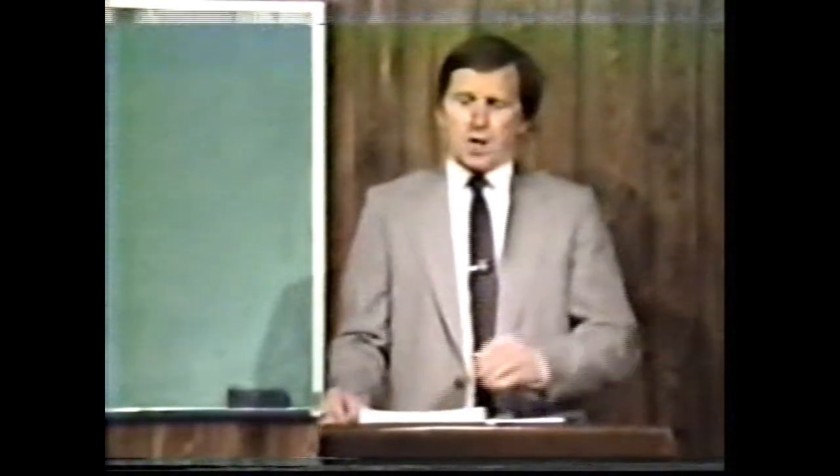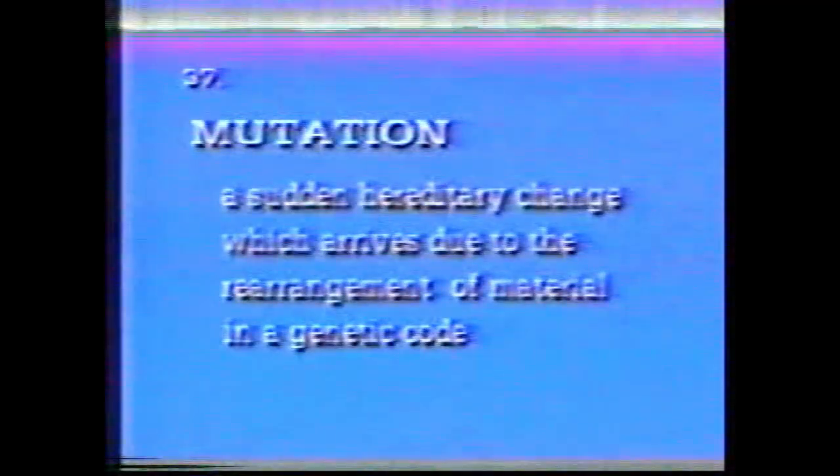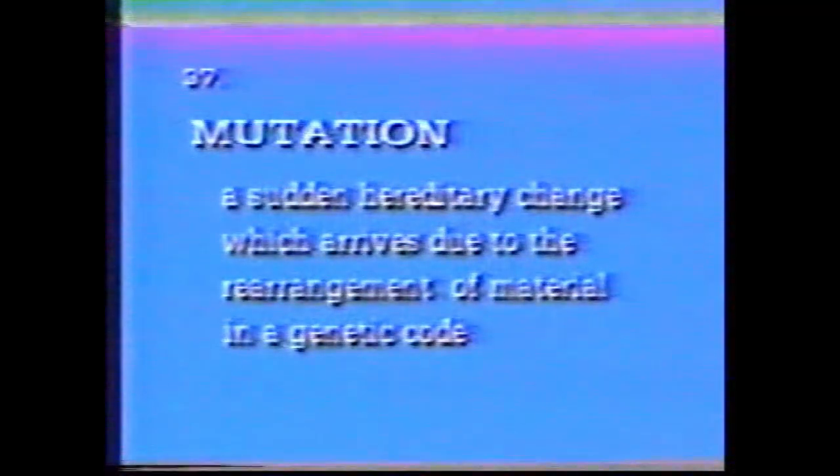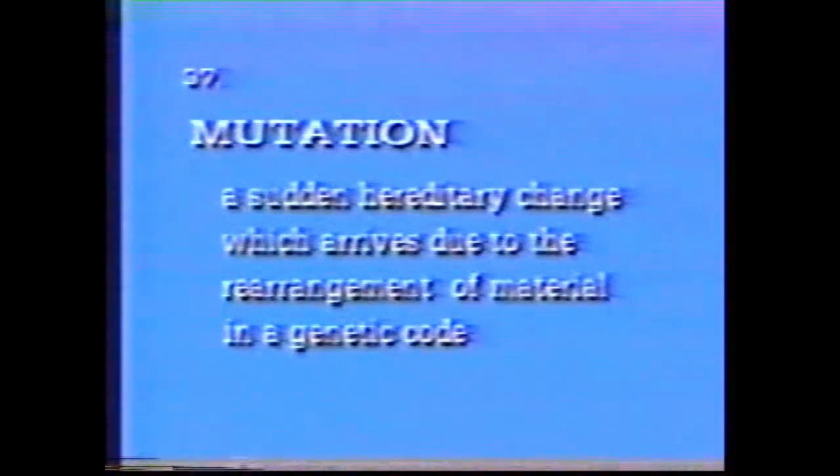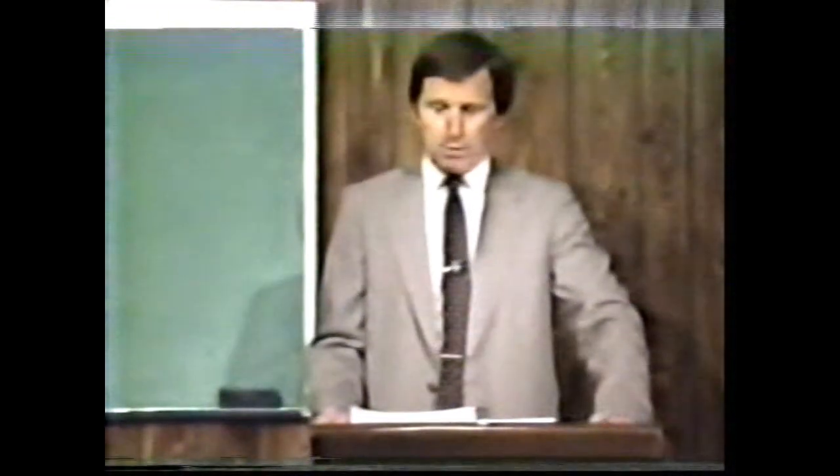If chance didn't cause the changes in life, maybe random mutations did. So we must look at the possibility that mutations caused animals to change. A mutation is defined as, number 37, a sudden hereditary change which arises due to the rearrangement of material in a genetic code. Notice that the trait must be passed on to future generations. A one-generation change does not change a species, but trying to explain change through mutations has some real problems.